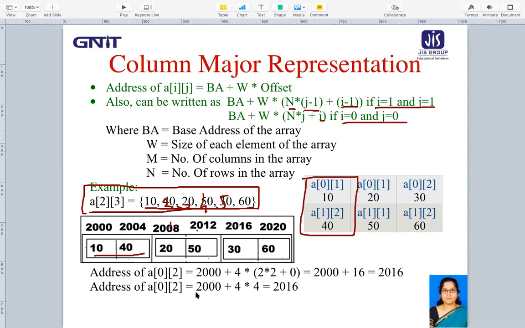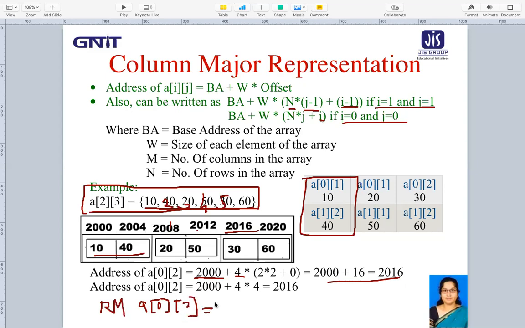Now let us check using this formula. The base address plus the size of each element in the array, 4, into the offset. The offset is the column number, 2, into the number of rows, which is 2, plus 0, and then it is 2016. So you see, A02 is 30, and 30 is stored at 2016. While in case of row major, it would have been something like this. So this is in case of row major.